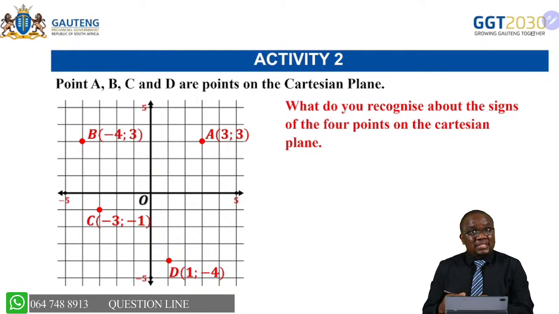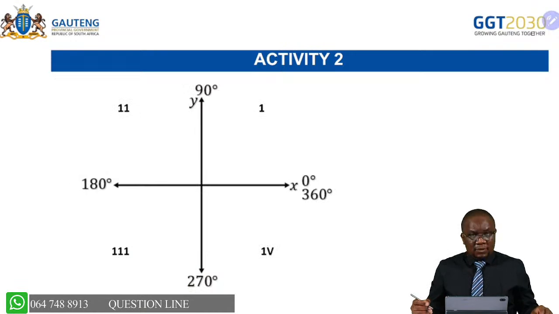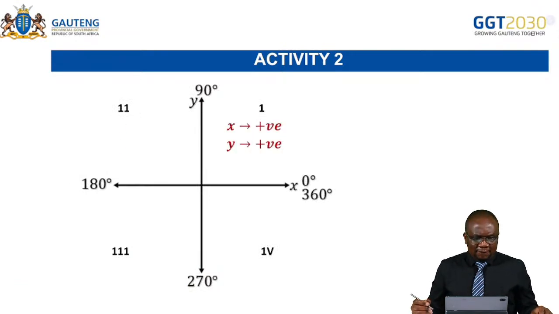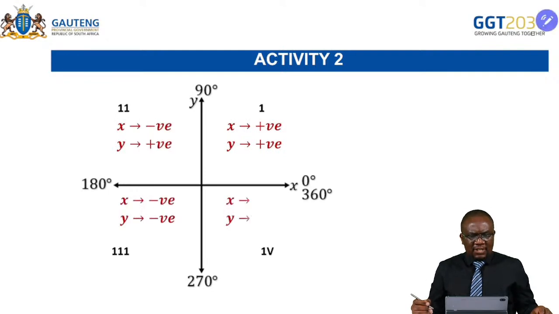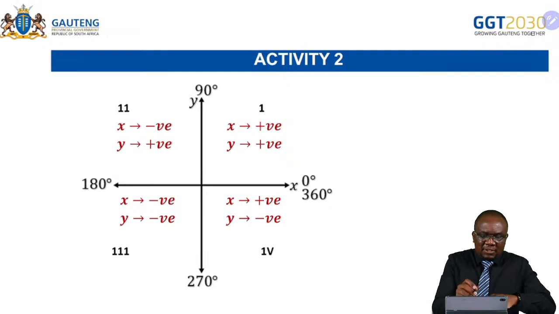Now, I want you to write this. Just write this, okay? Draw your Cartesian plane, and then you write the following. I'm going to give you 1 minute to copy the diagram. 1 minute. Just pass the Cartesian plane, and then you write here.